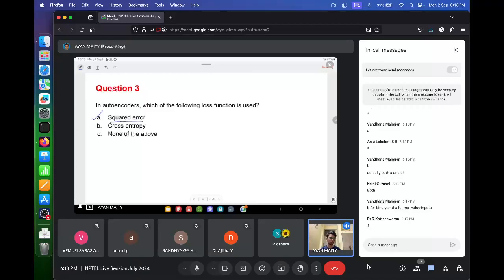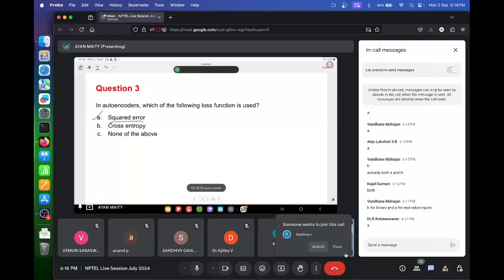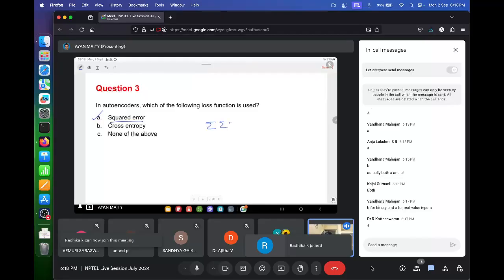I'm not sure whether cross entropy is used or not, but whatever I have studied, only squared error is used, whether it's binary or real valued, because we want to reconstruct the input itself. So xij is the jth unit of the ith input, and xij hat is the output for that corresponding unit. The error is xij minus xij hat squared, summed over j and i. Cross entropy, I don't think it's used. I will check later, but I think for both binary and real valued inputs, squared error can be used.